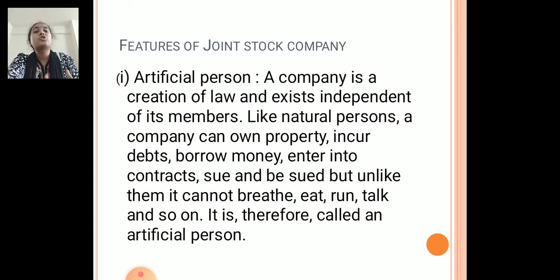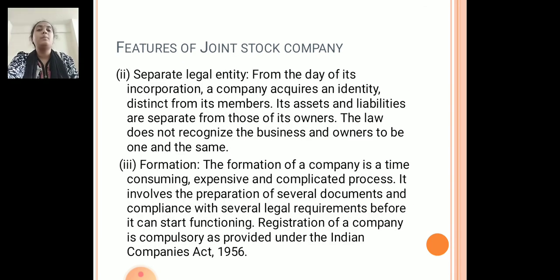But here, like a natural person, even the company can own property, incur debts, borrow money, enter into contracts, sue and be sued. But unlike a natural person, it cannot breathe, eat, run, talk and so on, therefore it is said to be an artificial person. It can hold property in its name, it can borrow, and yes, it can file a suit against the members or any third party. So it is considered an artificial person which is created by law, and law has the only authority to end this company.